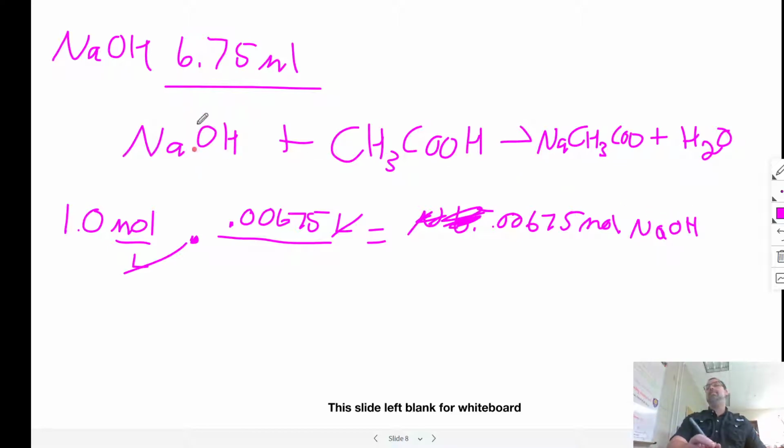Okay? And since these come in definitive proportions, we can say, if we made this many moles of NaOH, we also made this many moles of acetic acid. So that means that we can go ahead and say that we have 0.00675 moles of acetic acid. All right?